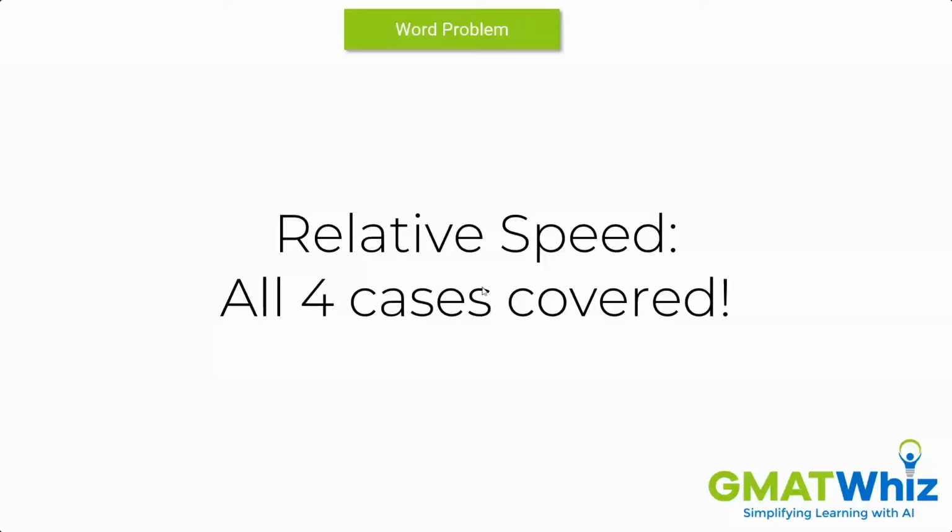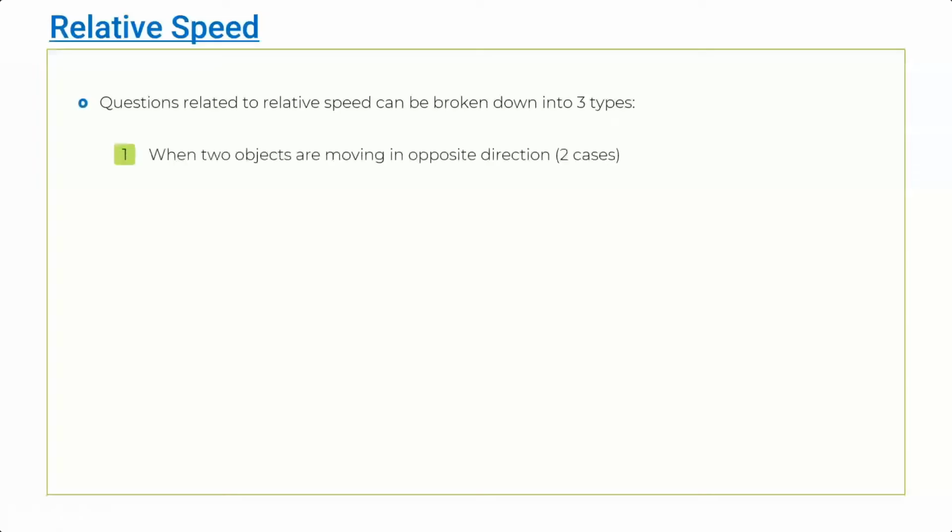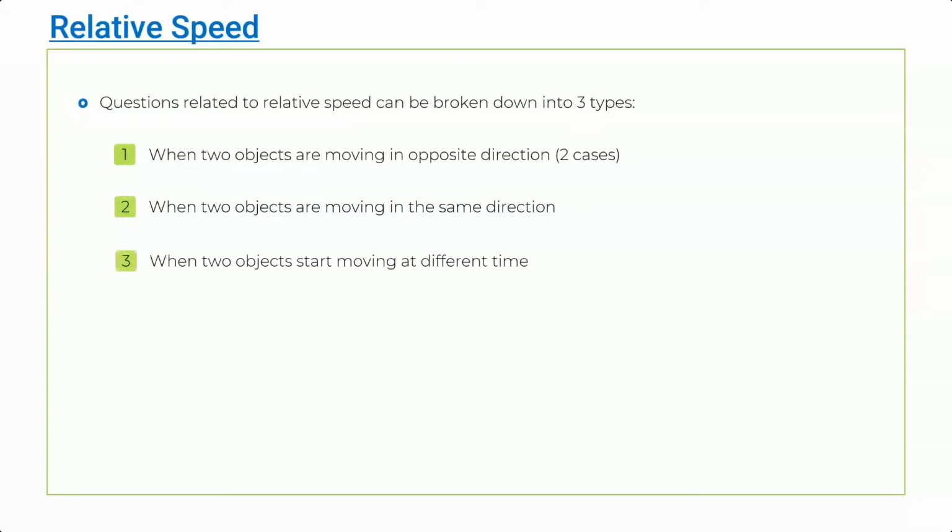Now, first of all, we need to understand what are the different kinds of questions that can come in relative speed. What are the different scenarios? So in relative speed, there are basically three kinds of questions. The first could be a question in which two objects are moving from opposite directions, and there are two different variations of it, which we're going to talk about. The second case could be when two objects are moving in the same direction. And finally, there could be a variation in which two objects are moving either in opposite or the same direction, but they might be doing it at different times. The third case is a slightly tricky one, so I'll be focusing a lot on this case in this video, but obviously I'll be covering the first two also to a certain extent.